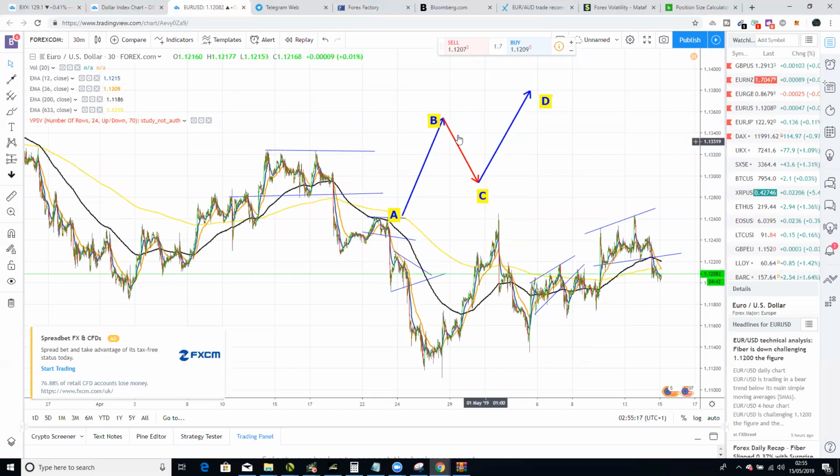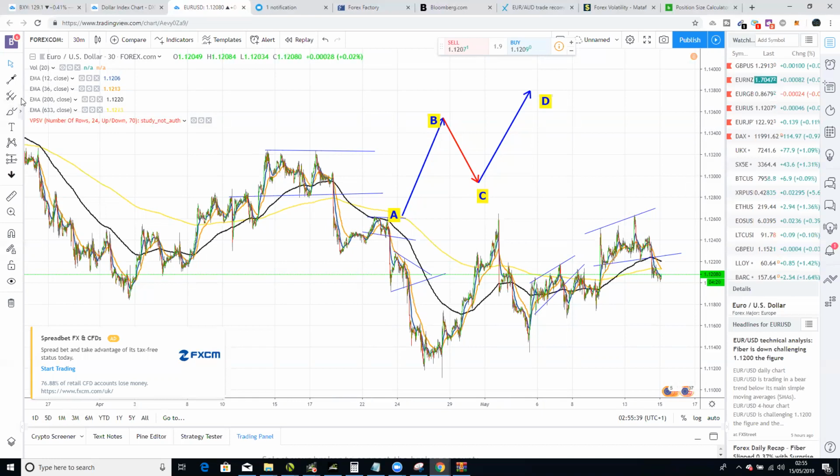Looking at this pattern now, what we are trying to do is measure the relationship between the first move up and the retracements, to give us a sense of where the third move is going to be. That's basically what the AB equals CD pattern does.